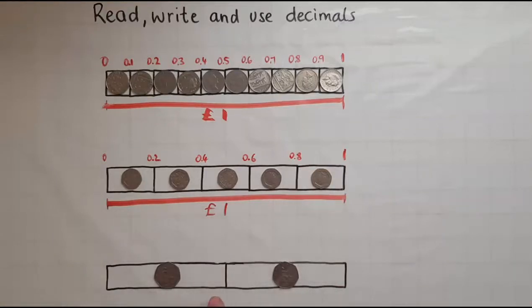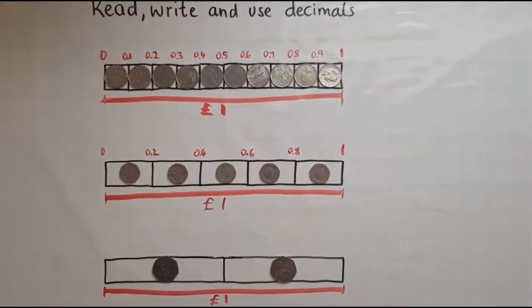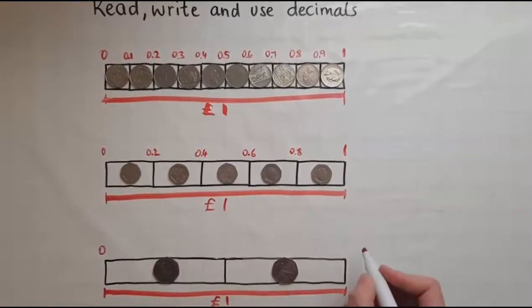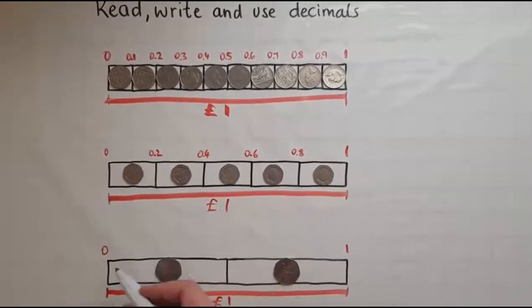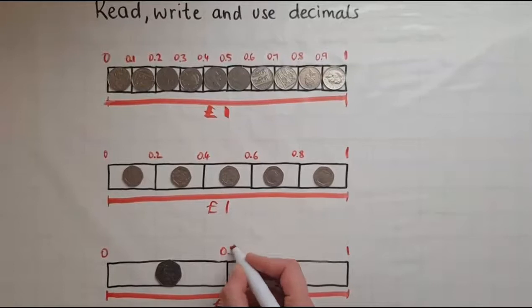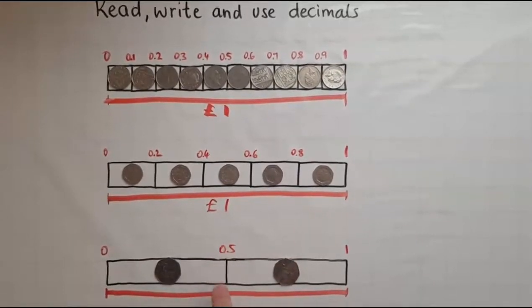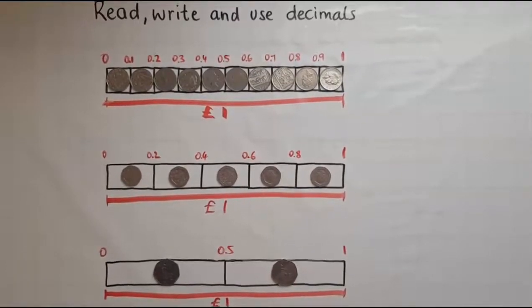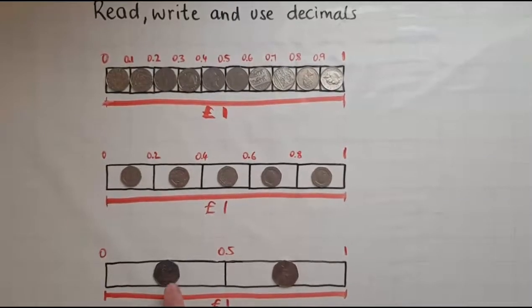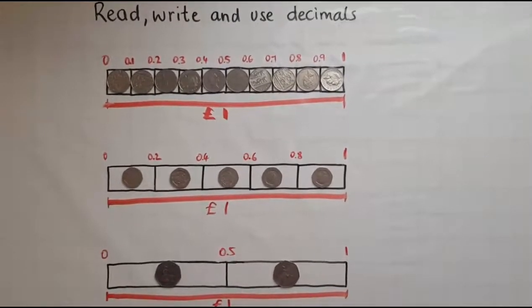Similarly, we've got 2 50p coins in here, which both together will make £1. So that is worth £1. So we start with 0 and we end with 1. What is each of these worth, or one of these? So that is 0.5, because it's 50p. But also we know that 0.5 is half of a whole. So 50p is half of £1. 2 of them make £1.